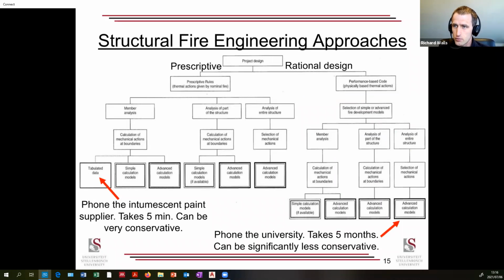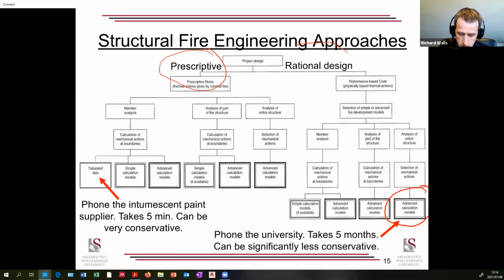The other side is the really, really detailed performance-based design. You phone the university, takes 5 months. You may save a lot of money on the construction costs, but you're probably going to spend a lot more on the consulting costs. This is really only your high-rise buildings in inner city London, fancy office blocks, etc., where there's a lot of money and you really want to push the bounds on structural design and get to innovative architectural systems, etc. And then you've got everything in between, because on the one hand, you've got prescriptive, on the other side, you've got rational.